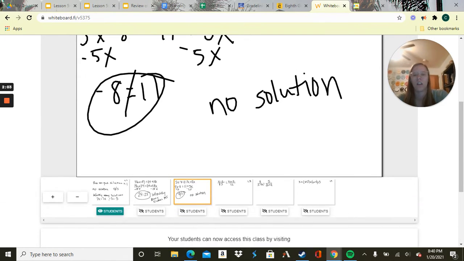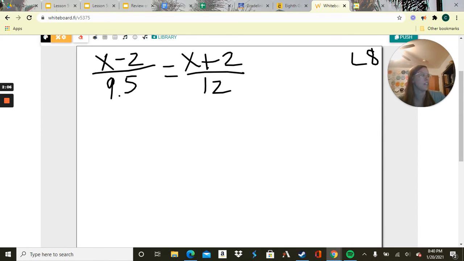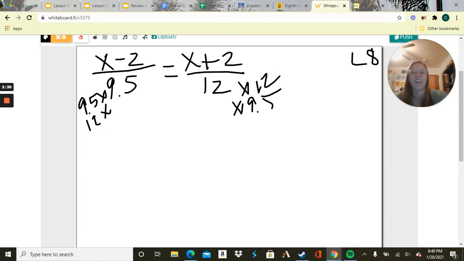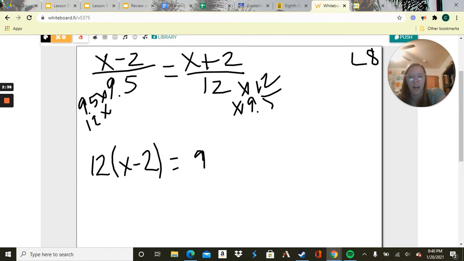Okay? Next one. This is lesson 8. Lesson 8 was linear equations in disguise. So it might not look like a linear equation to start with, but it is a linear equation. So we're going to do 9.5 times on this side and 12. So we multiply by both the denominators on both sides. Sorry, you can see my hand in there because I'm writing on the screen. Okay, so we end up with 12 times x minus 2 equals 9.5 times x plus 2.